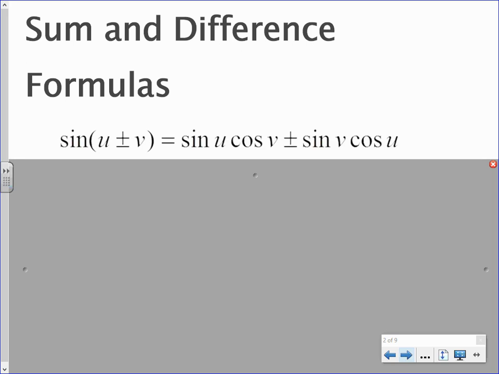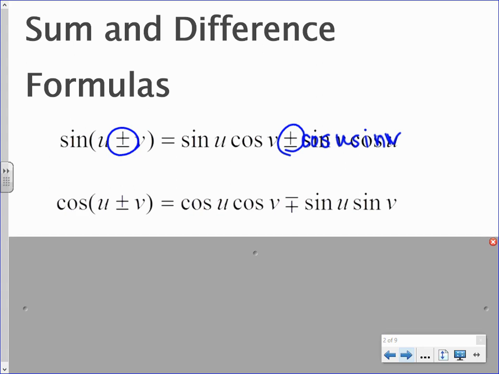The sine formula: if you have 2 angles added or subtracted inside of your sine function, this is how you break it up. Sine of the first, cosine of the second, plus or minus sine of the second, cosine of the first. Now yours has these 2 mixed around. I probably should change it on here, maybe I'll just go ahead and do that, that way it stays in the order of U, V. Yours looks like that: sine U, cosine V, plus or minus cosine U, sine V. Please notice how if it is addition, you keep addition inside the formula. If it's subtraction, you keep subtraction inside the formula.